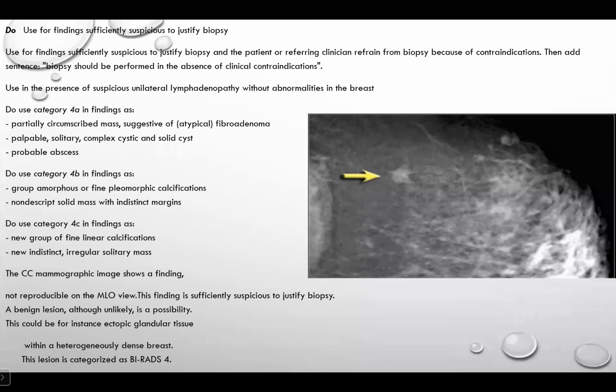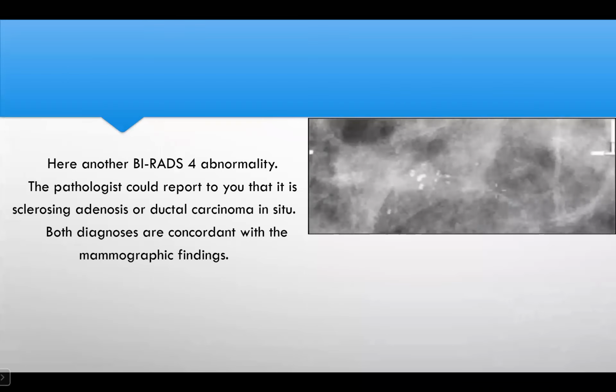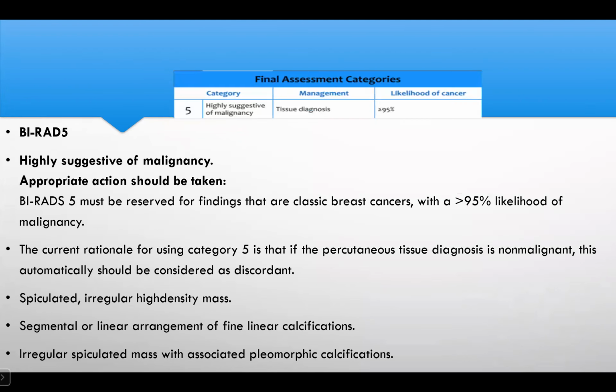Here, the craniocaudal mammographic image shows a finding not reproducible on mediolateral view. This finding is sufficiently suspicious to justify biopsy. Benign lesion can be a possibility, for instance, maybe ectopic fibroglandular tissue within a heterogeneously dense breast. This lesion is given category BI-RADS 4. Another BI-RADS 4 abnormality, the pathologists diagnose it as either sclerosing adenosis or ductal carcinoma in situ. Both diagnoses are concordant with the mammographic finding.